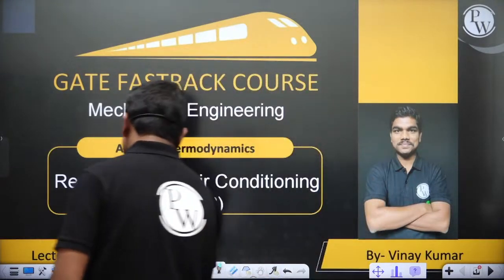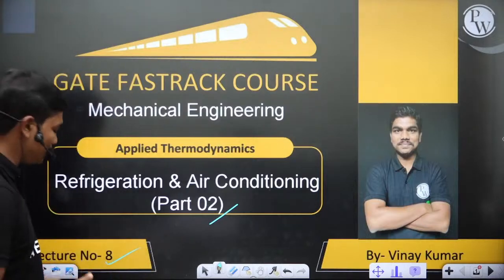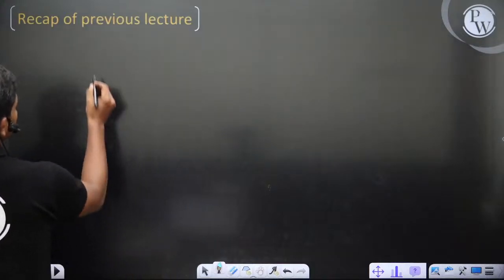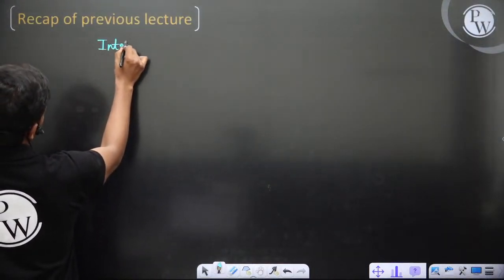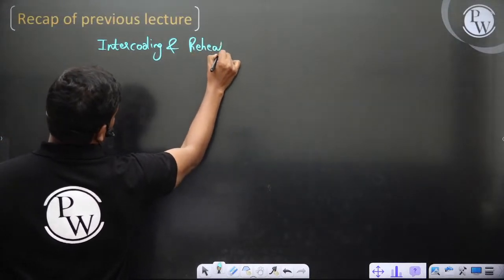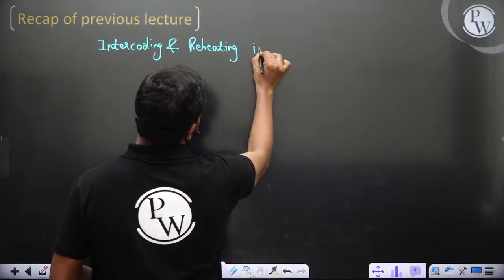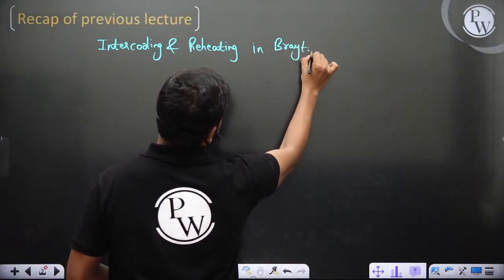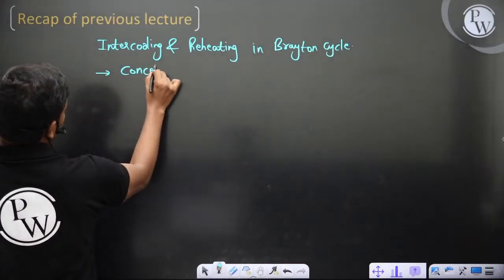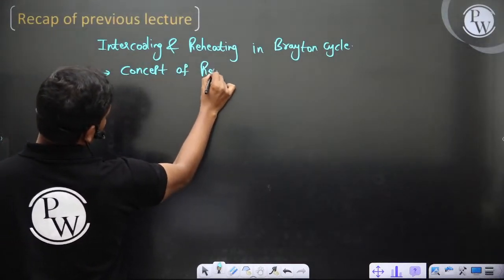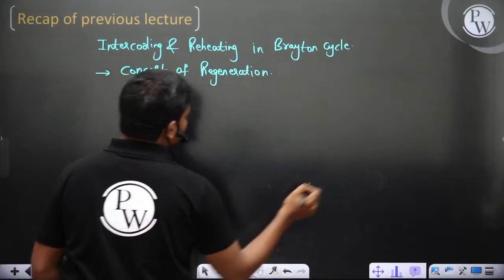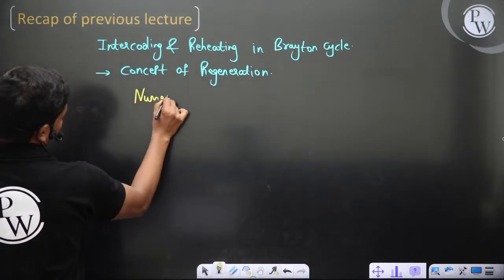This is lecture number 8 in refrigeration and air conditioning part 2. Let me give you a quick glimpse of what we did in the last class. We talked about the concepts of intercooling and reheating in the Brayton cycle, and also the concept of regeneration. We discussed these things in a broader sense and solved certain numericals of the Brayton cycle.